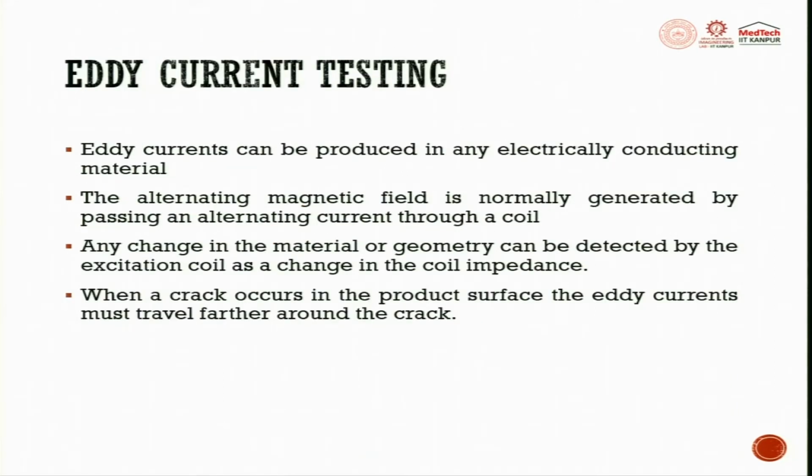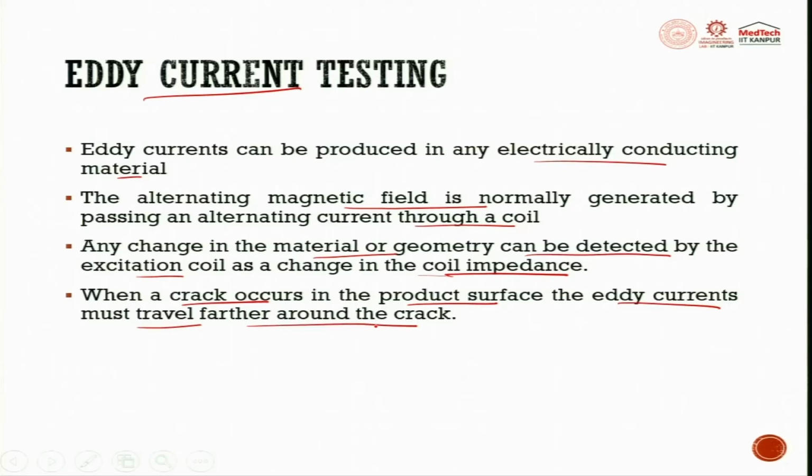The next kind of contact method that we have is eddy current testing. Eddy currents can be produced in any electrically conducting material. The alternating magnetic field is normally generated by passing an alternating current through a coil. Any change in the material or geometry can be detected by the excitation coil as a change in the coil impedance. So when a crack or a flaw or a fault is there in the product, the eddy currents must travel further around the crack.